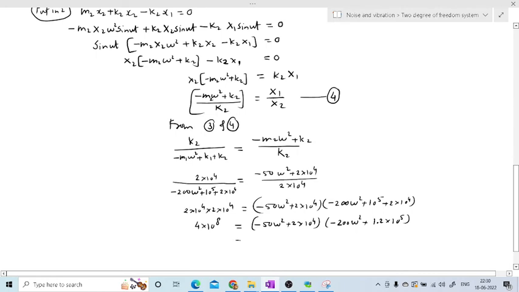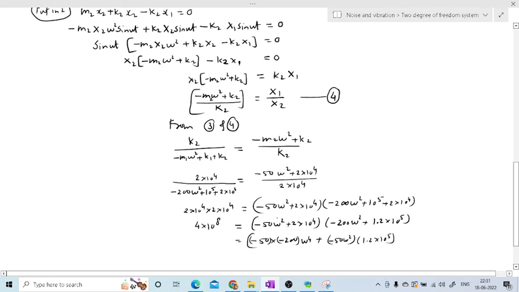Okay, now multiply this bracket into this bracket. Start with the first term, multiply it by the first term. So this will become minus 50 into minus 200, which is 10,000, and omega square into omega square, so it is omega raised to 4. Now plus, multiply by the second term: minus 50 omega square into 1.2 into 10 raised to 5.